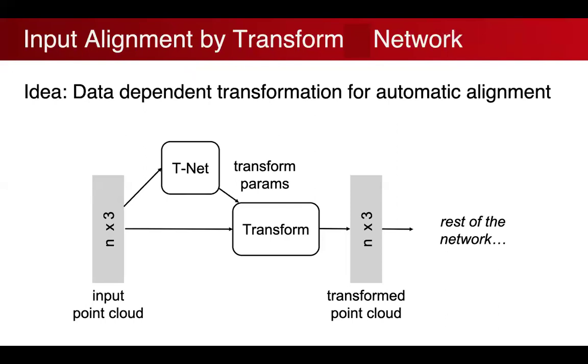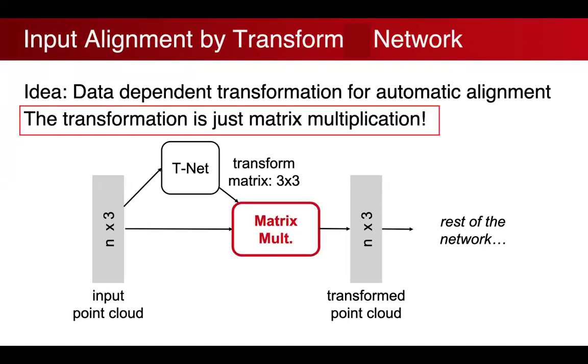And then we are going to work with this transformed point cloud that's going to be in the same transformation framework and going to be invariant by transformations. And so the good thing is that the transformation is just a matrix multiplication. The transformation network computes this matrix, and then the network is going to multiply all the points by this matrix. And then we have the points alignment, and we have guaranteed the transformation invariance.